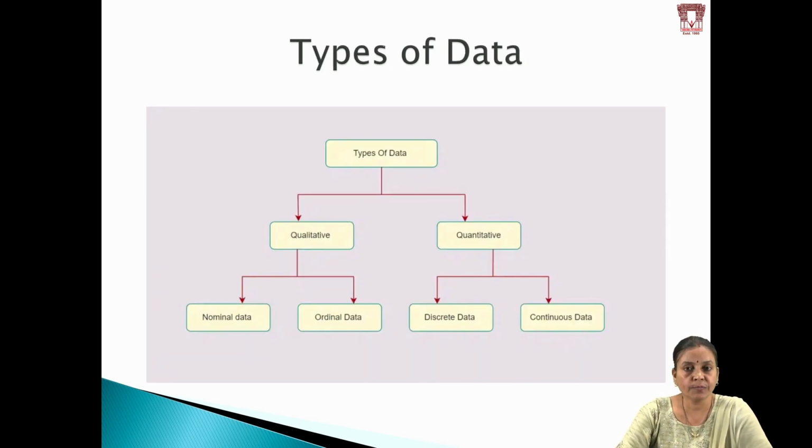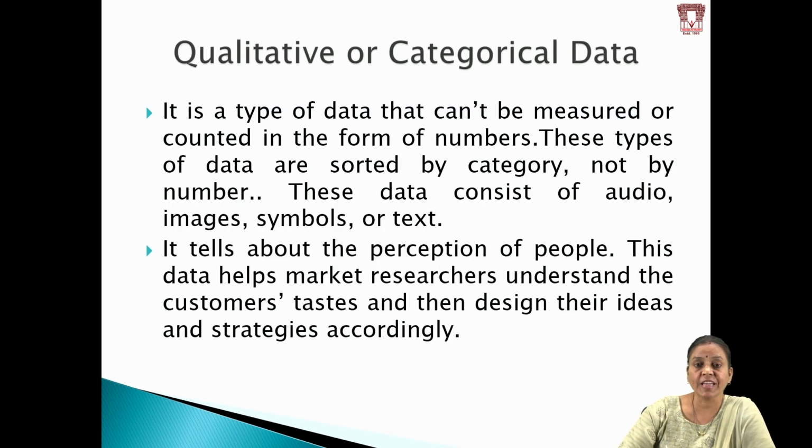Now let us learn what the types of data are. There are two types of data, that is qualitative data and quantitative data. Let us go to the qualitative data, which is categorized into nominal data and ordinal data. Now let us move to the quantitative data, that is discrete data and continuous data. Let us understand all this with the help of some examples. So let us understand what qualitative data is, also called categorical data.